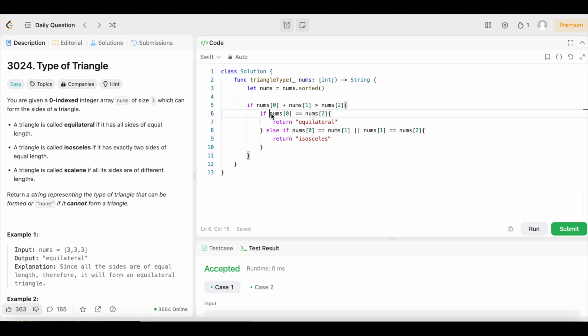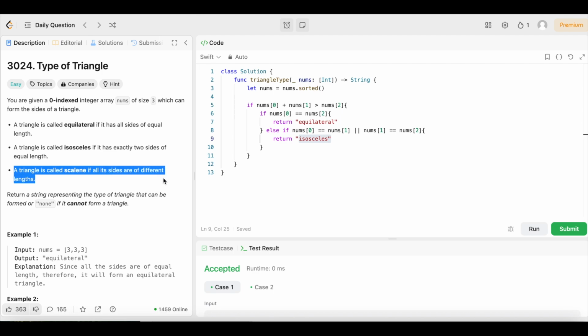We don't have to check nums[0] equals nums[2] because we already handled that. Remember the nums are sorted, so since we already handled that case, if it were true, we'd know it's equilateral. If either one of these is true, then we know we have an isosceles. Now we have to handle the case for a scalene. A triangle is called a scalene if all of its sides are of different lengths.